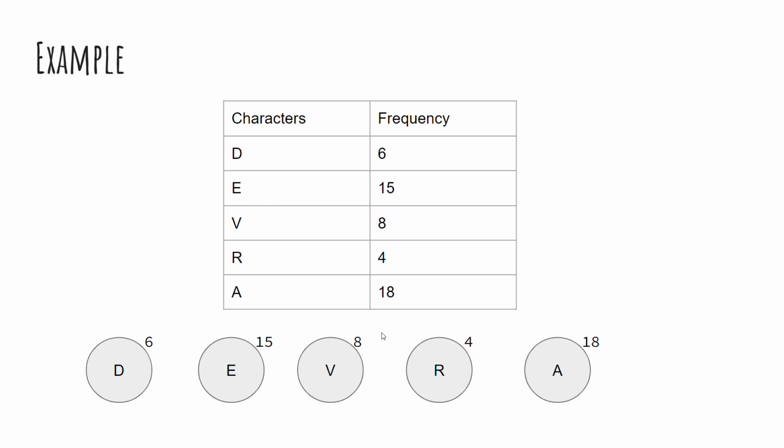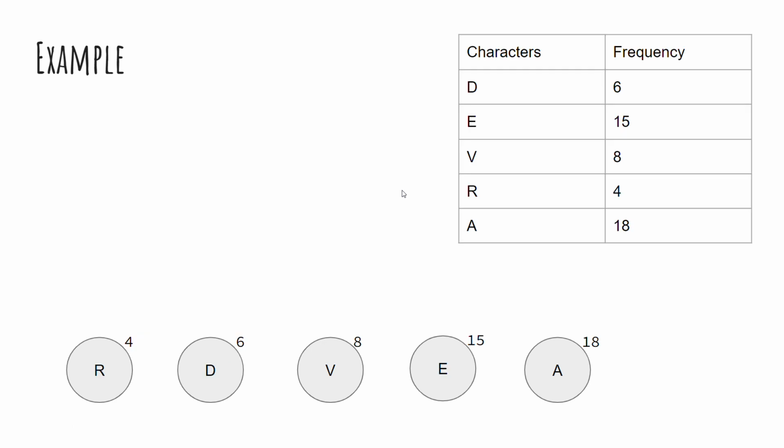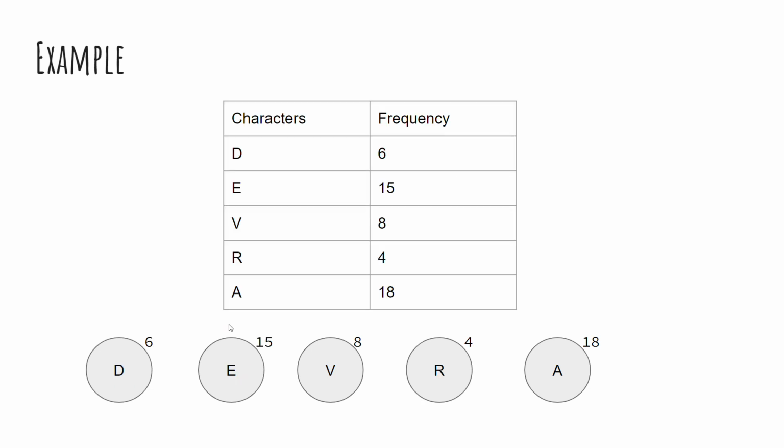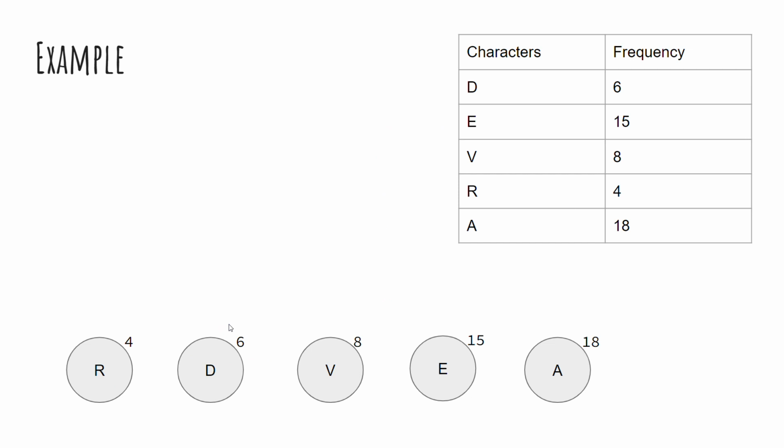The way we use Huffman encoding is that we'll make a node for every character and have a value for each of these nodes. For example, D has value 6 because the frequency of D is 6, then E has value 15 because its frequency is 15, and so on. And then we'll first sort them. Note that the order of these nodes is now sorted: 4, 6, 8, 15, 18. We sorted it in ascending order.